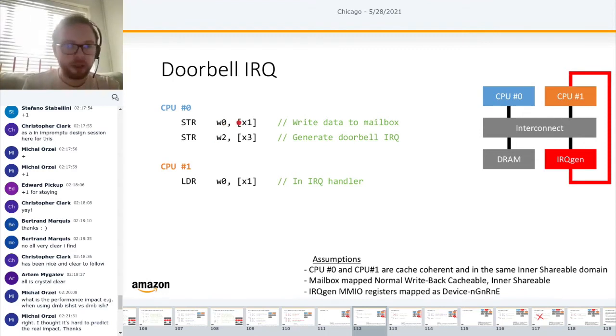So can they be reordered with respect to one another? Well, there are no address dependencies, no register dependencies. And something important to note here is that this first store to the mailbox is a write to normal memory, some buffer in DRAM. But this second store is an MMIO write. This is a peripheral, and I'm writing to its register, and a side effect of writing to that register is that it's going to assert an IRQ. So this is actually mapped as device memory.